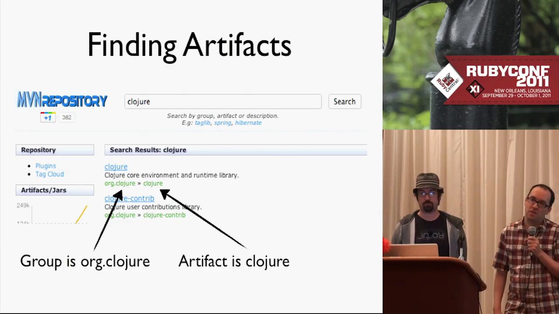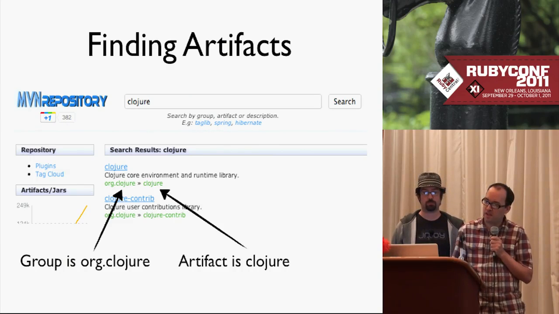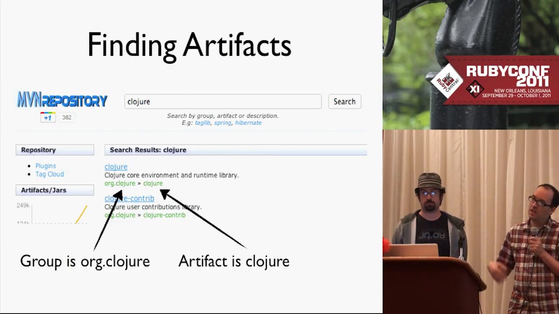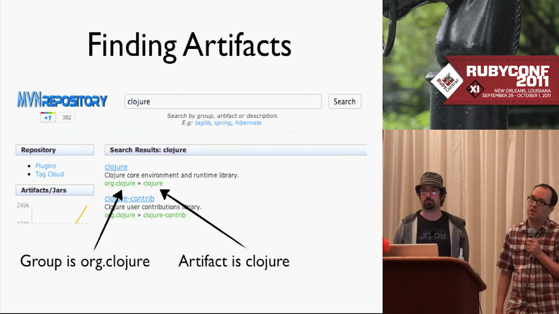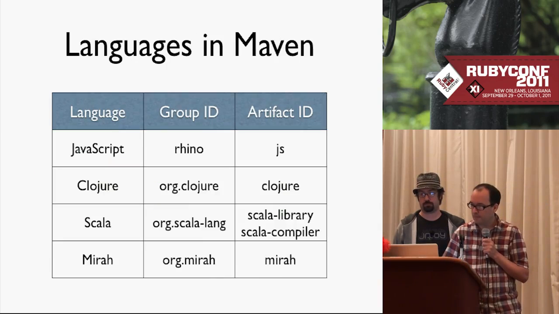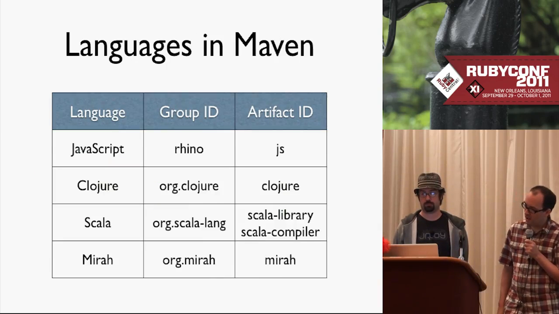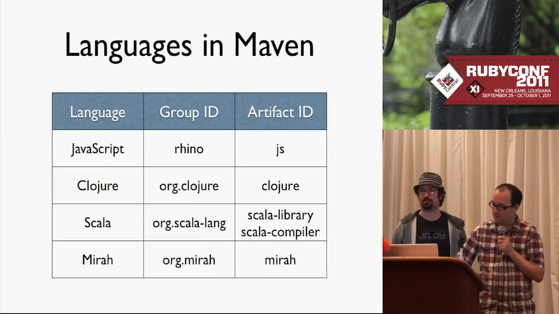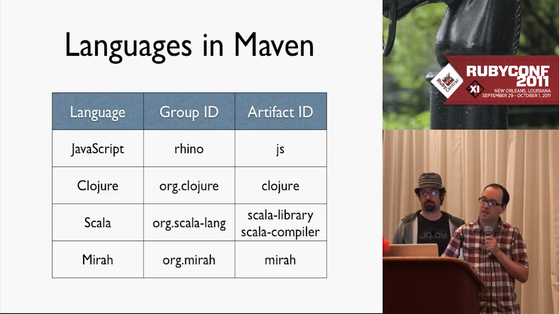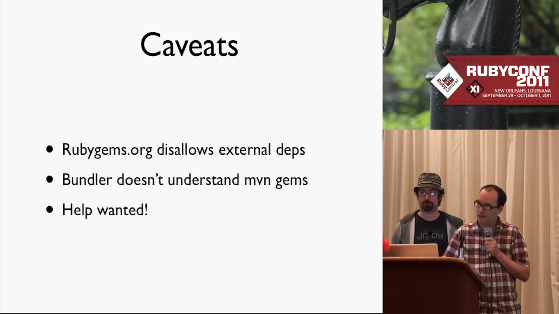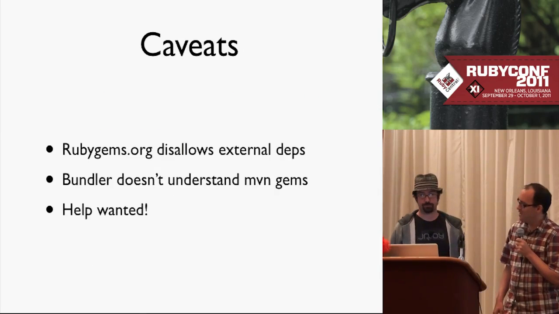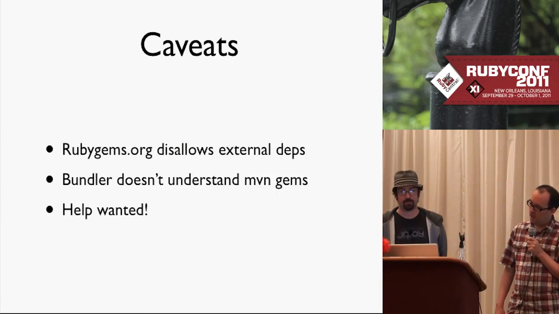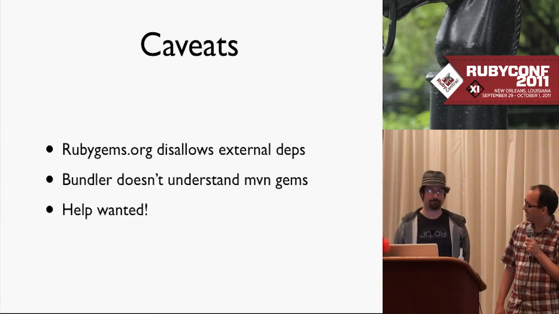If you want to actually go and find one of these libraries, you can go to mvnrepository.com, put in your search string, and then the group ID and artifact ID is just right there. I think this took Charlie about 20 seconds to fill in this table, so it was actually quite easy to find this stuff. And these are going to be the languages that we're going to be talking about today, as well as Java, obviously. It's tough to avoid Java in JRuby.